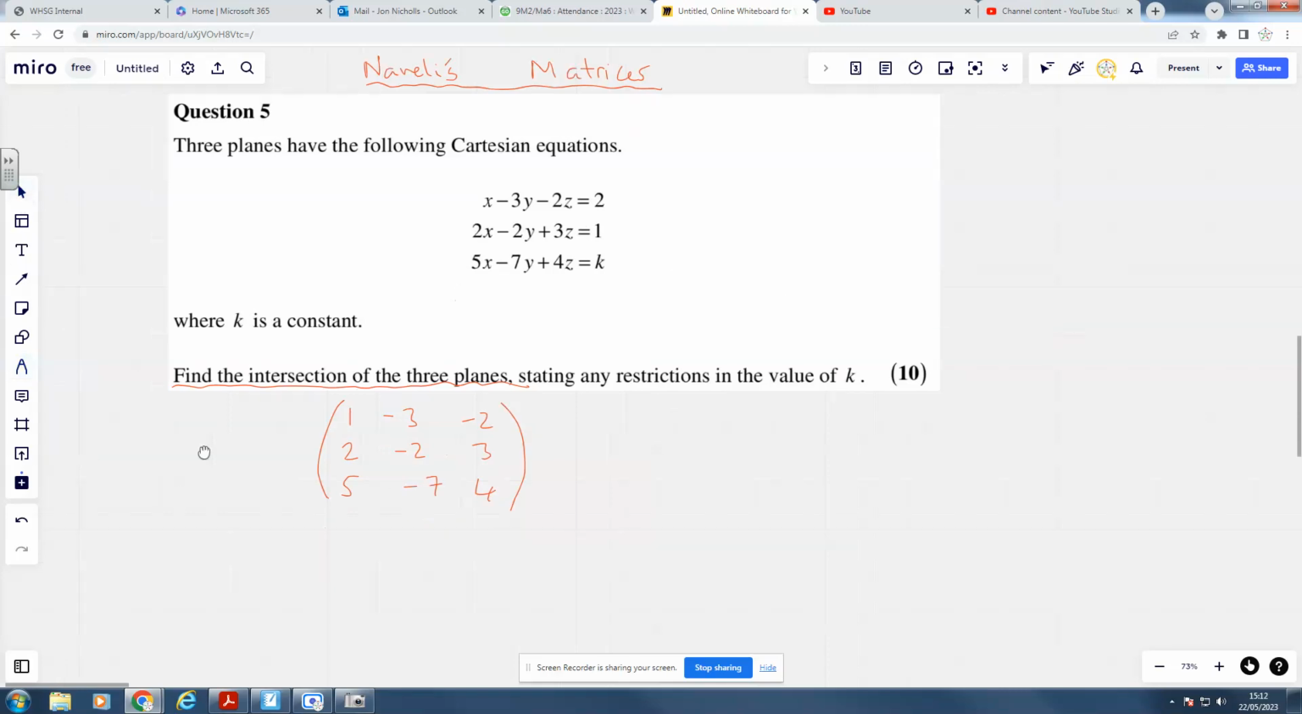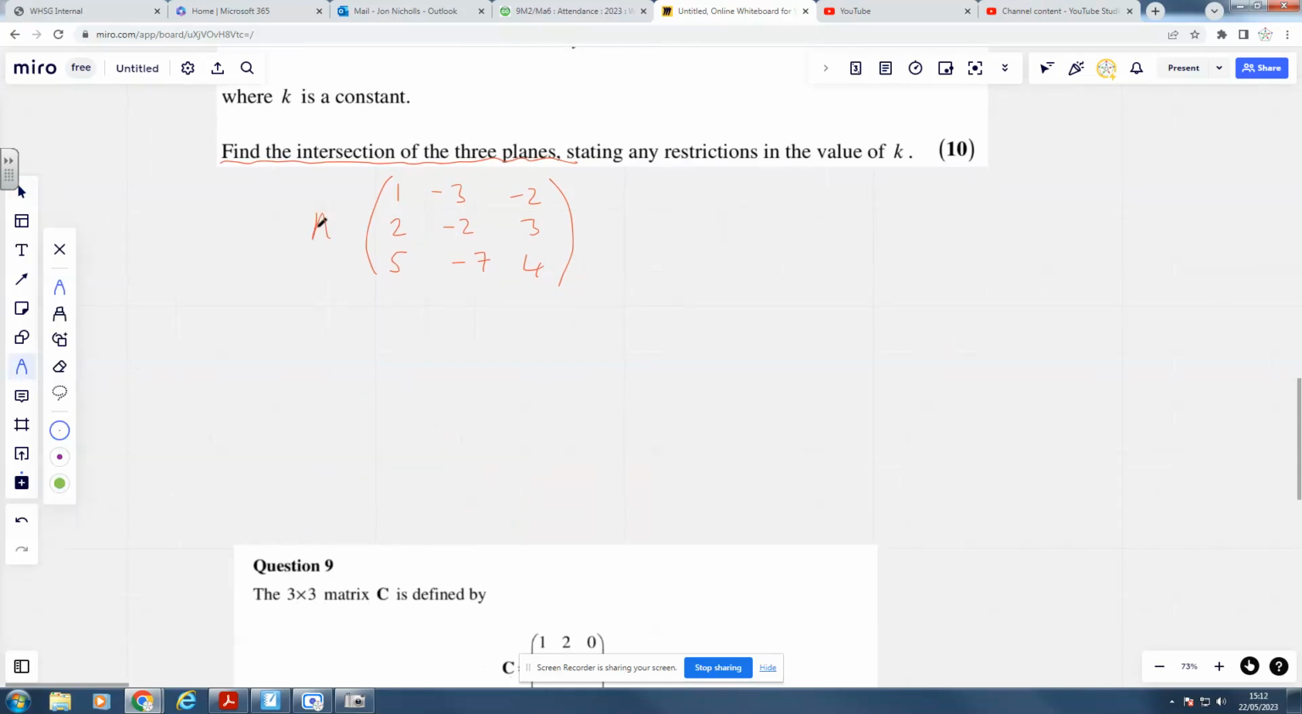So let's actually investigate that. Let's find the determinant. If we call this A, the determinant of A is going to be given by 1 times minus 8 minus 21. Well, minus 8 plus 21 is 13. And then we're going to do minus 3, which is going to become plus 3, times 8 minus 15, which is minus 7. And then we're going to have minus 2 times minus 14 minus 10. Minus 14 minus 10 is minus 14 plus 10, which is minus 4. What do we get here? We get 13 plus 8, which is 21. Take away 21, we get 0.